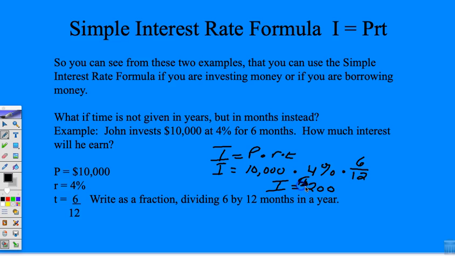Now, since this is an investment, that means he earned $200 in interest. So at the end of 6 months, he'll have his $10,000 that he started with, plus the $200 in interest, and he'll have a grand total of $10,200 in his account.